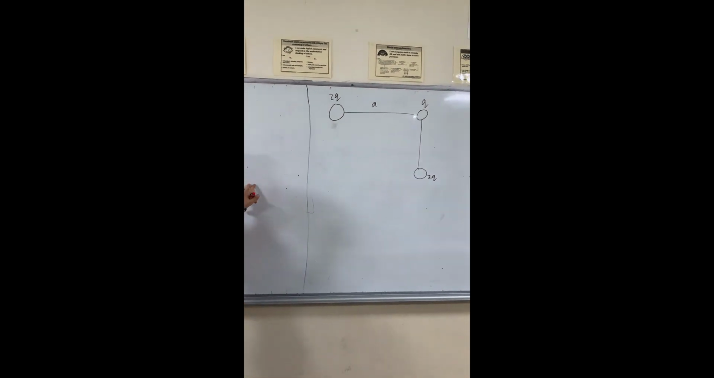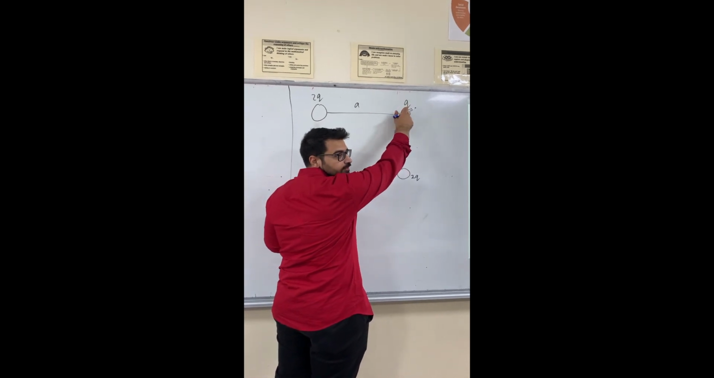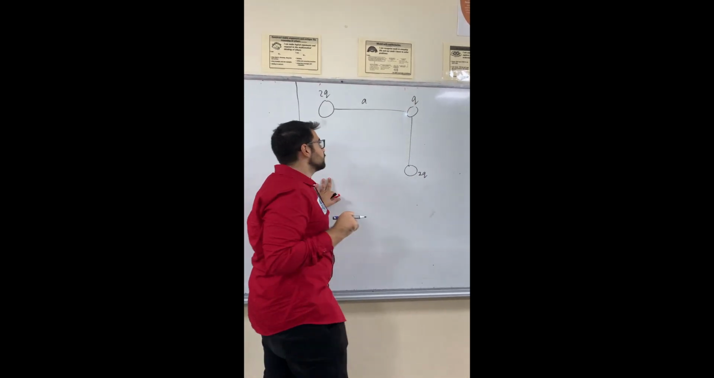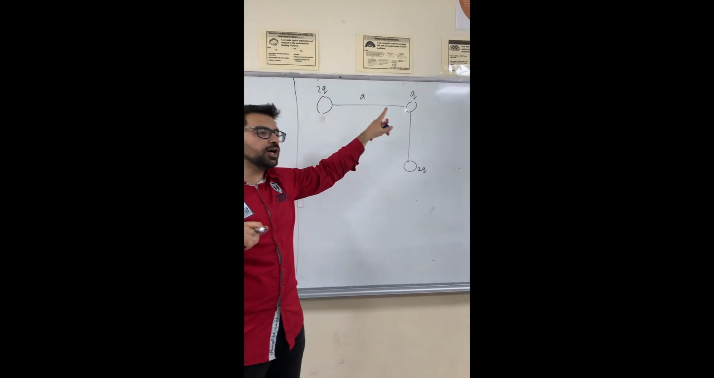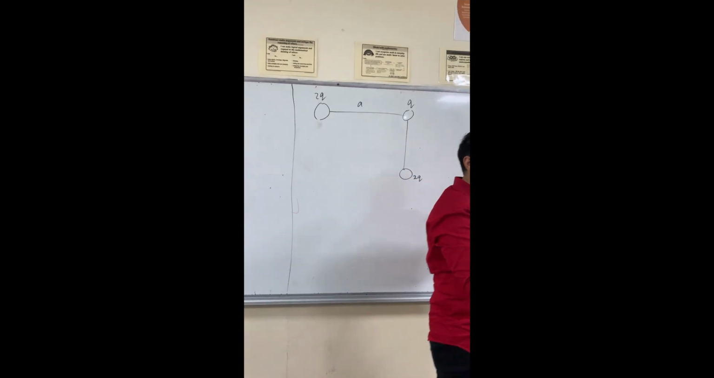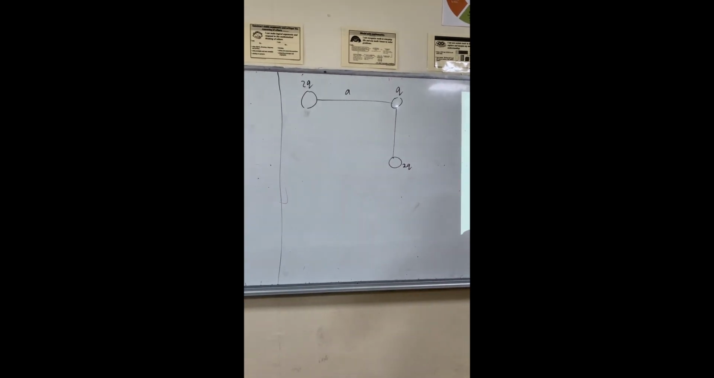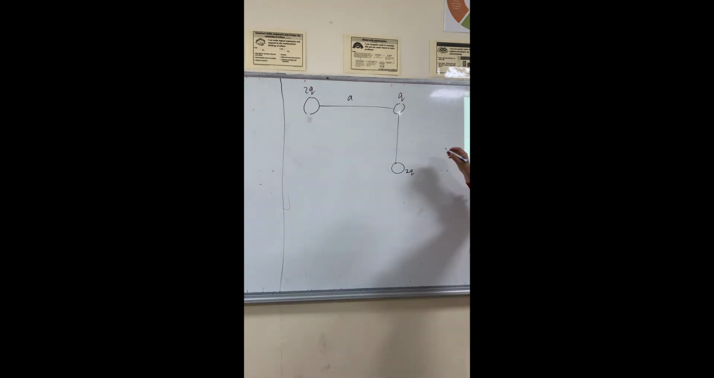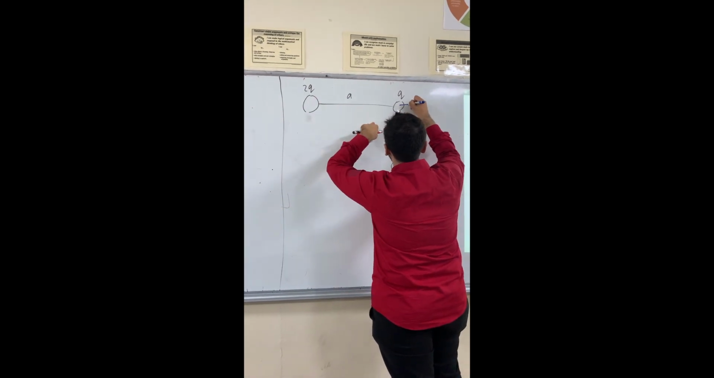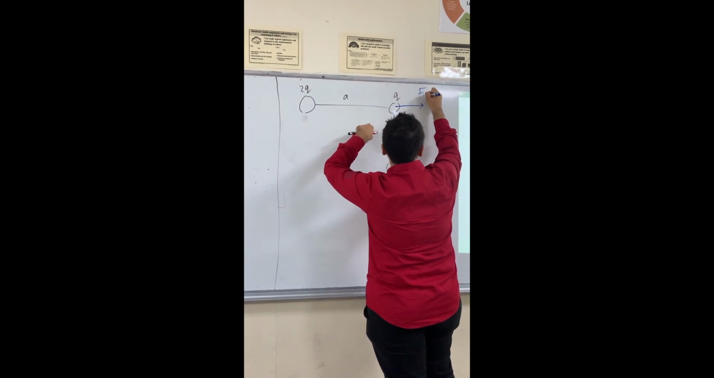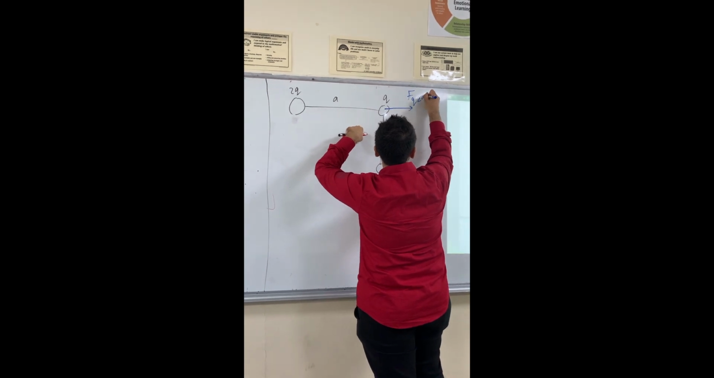So here we need to find the net force on this charge. Q and 2Q, they are both positive. Do they attract or do they repel each other? They repel. So we know that Q is trying to run away from the 2Q. So this is the force between Q and 2Q, like this.